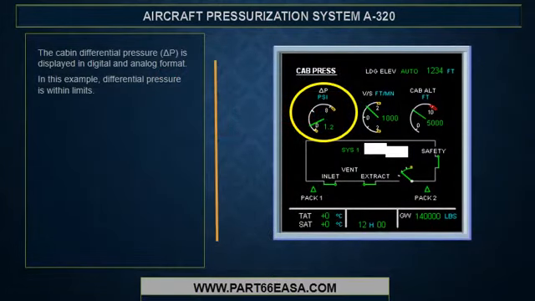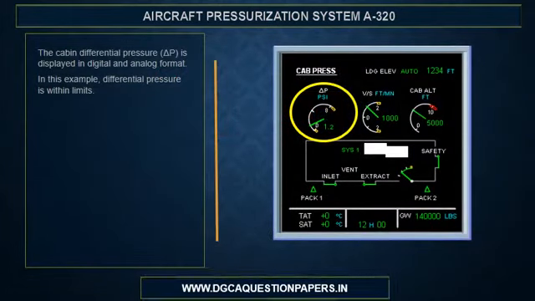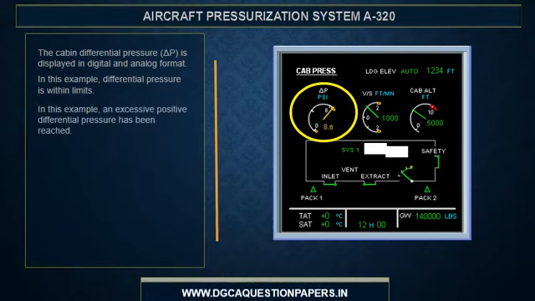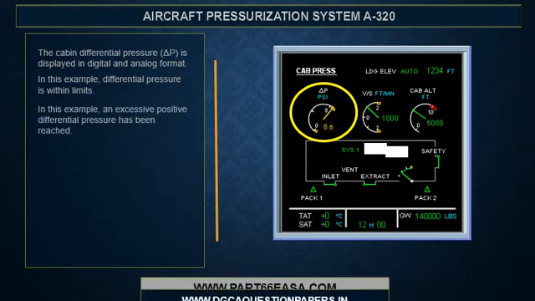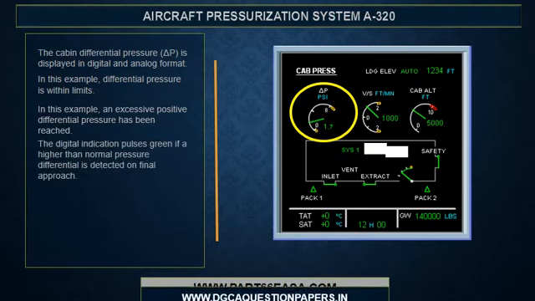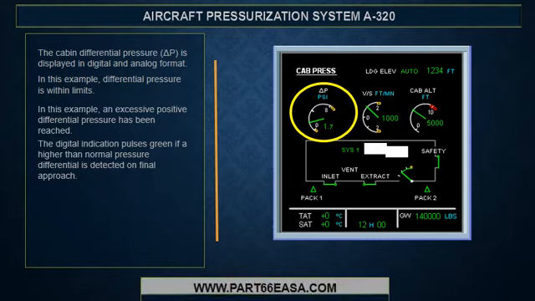The cabin differential pressure, delta P, is displayed in digital and analog format. In this example, differential pressure is within limits. In this example, an excessive positive differential pressure has been reached. The digital indication pulses green if a higher than normal pressure differential is detected on final approach.